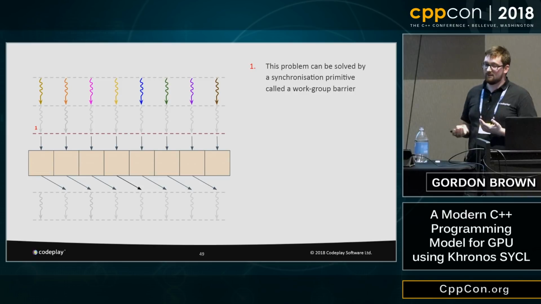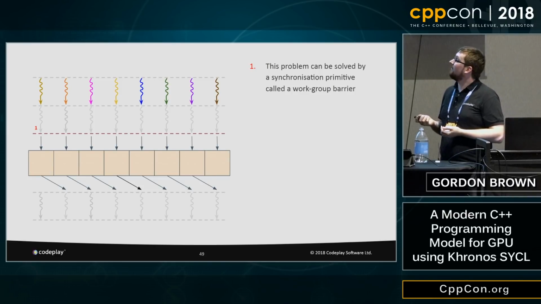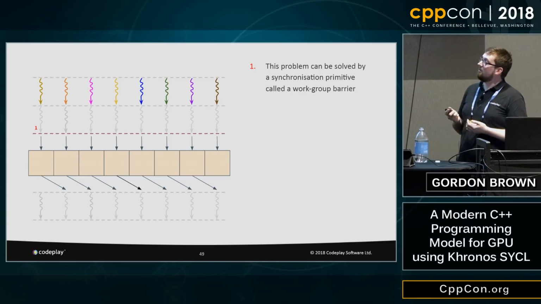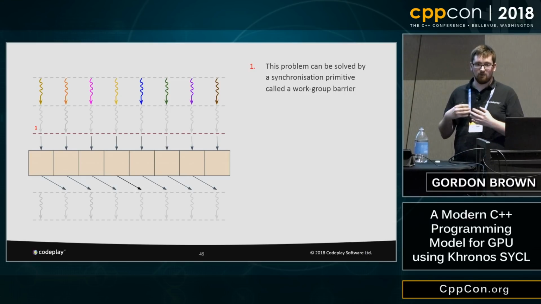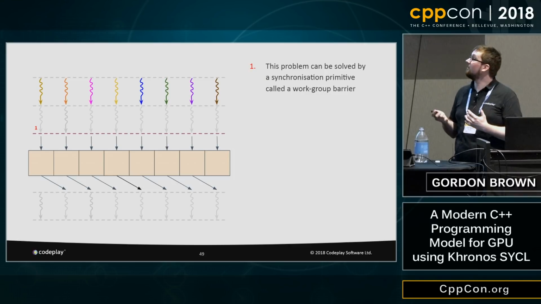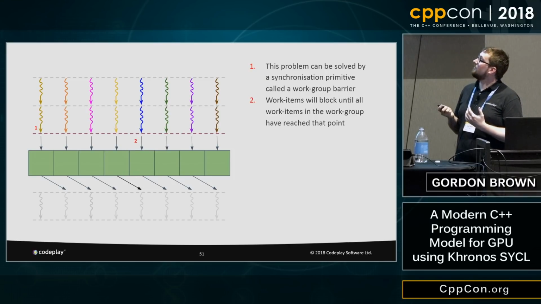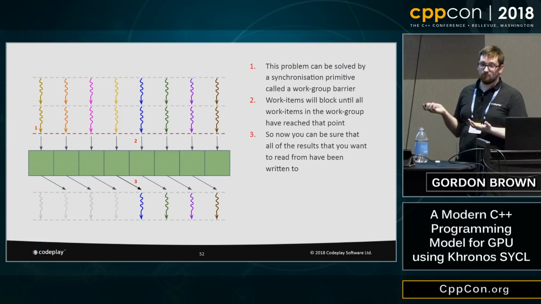The solution to this is what's called a workgroup barrier. You insert this barrier, which essentially means that all work items in the workgroup must wait for all other work items to finish before they can continue. Here, all of these work items are in the same workgroup, which means they will all write to these values in local memory before continuing. So then there's no data race.